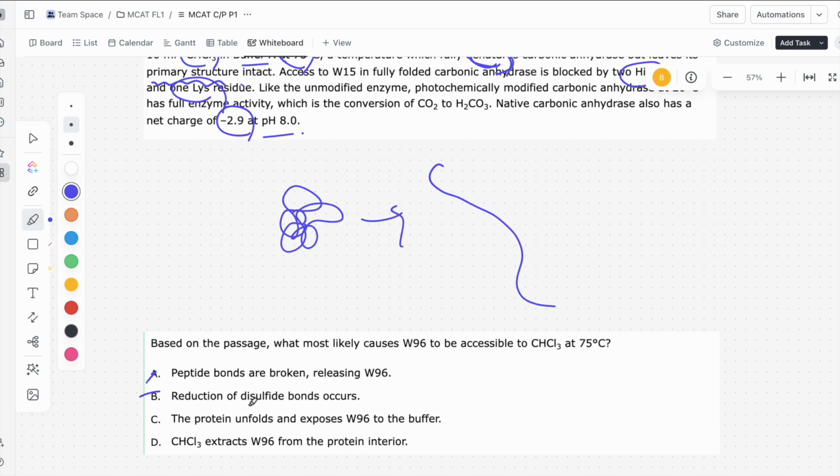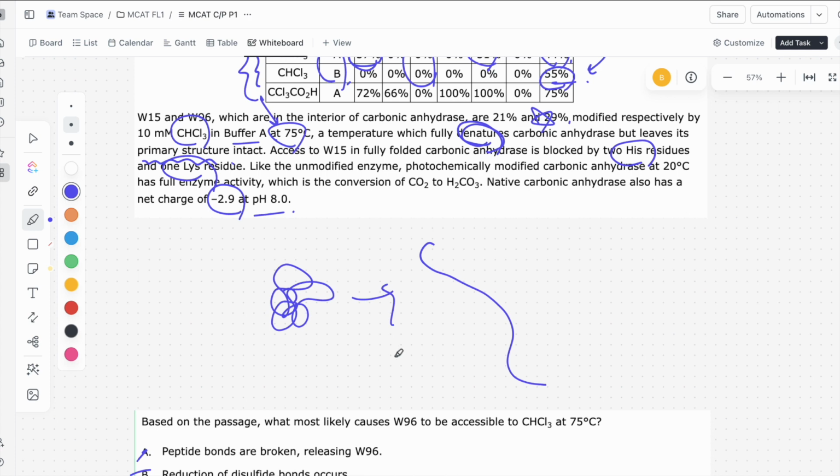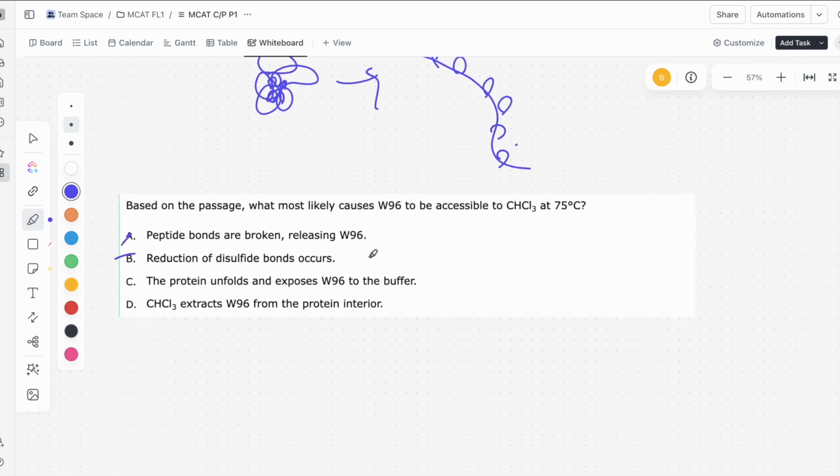C: the protein unfolds and exposes W96, or tryptophan 96, to the buffer. Now that's more likely. Like I said, denaturing means the protein is unfolding, and as it unfolds, all these amino acids that would normally be in the middle, shielded from the solvent, are now on the surface. All of the amino acids are accessible to the buffer. So C is much more likely.